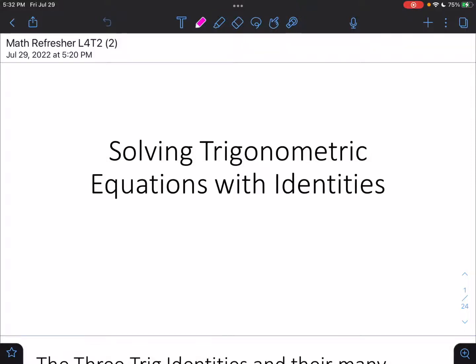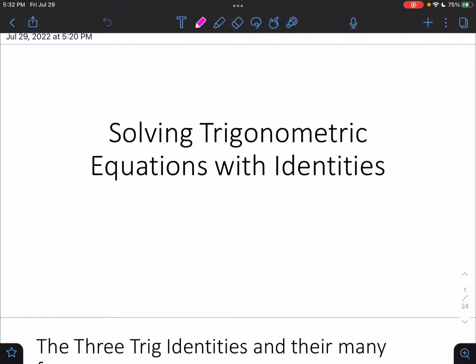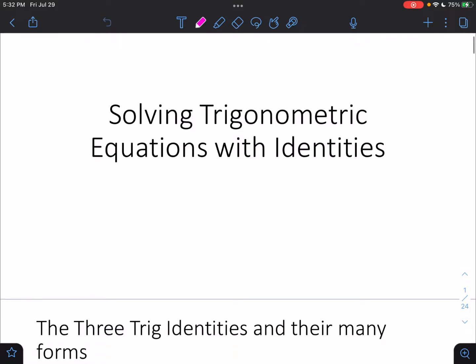In this video, we're going to see some ways to solve trigonometric equations with identities and verifying some of these. So I'm going to go through some of the identities, not really go into depth into the why and how of them. It's more like here they are, let's use them.